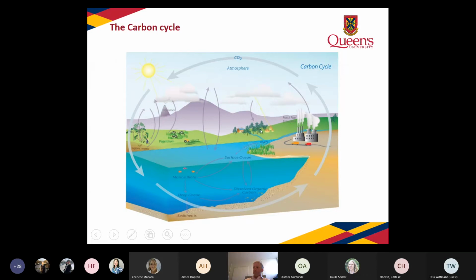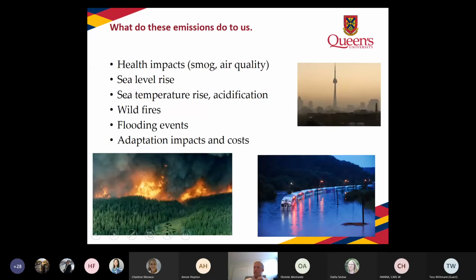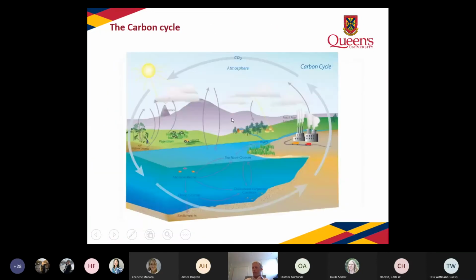What's really neat is what absorbs carbon, and it's vegetation primarily, and it's also the oceans. The oceans and plankton specifically are major absorbers of carbon emissions. So if we link that back to what I was talking about before, which was sea level rise, acidification and wildfires, we're actually impacting some of the key systems that are absorbers of carbon.